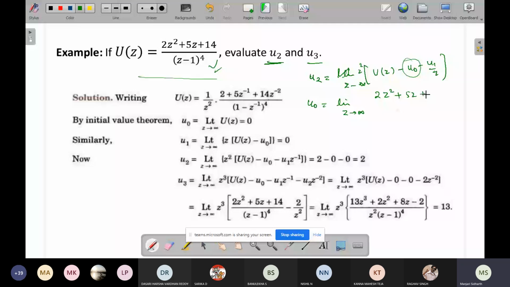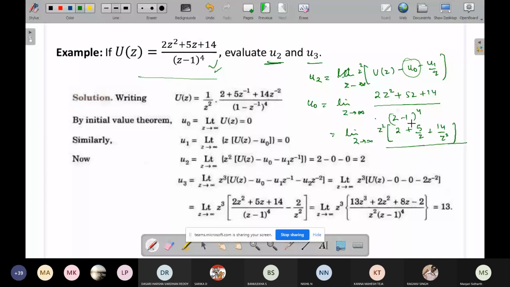Now, don't directly put the limit Z tending to infinity. First take the highest power of Z common from the numerator, that is Z square, so 2 plus 5 by Z plus 14 by Z square. Now the highest power from the denominator, that is Z power 4, that means you will have Z square, right?